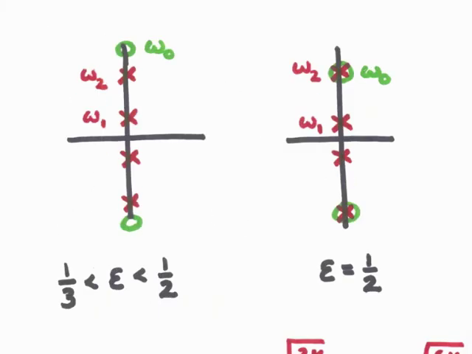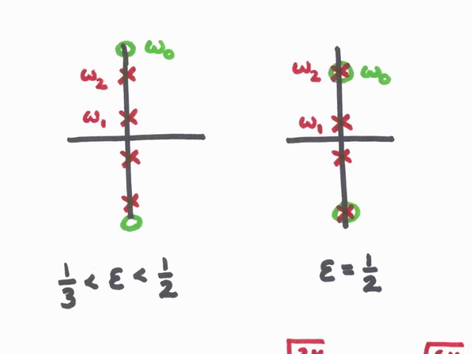For epsilon between 1/3 and 1/2, we have the arrangement of poles and zeros shown in the left figure. You'll notice the frequency of the poles is less than the frequency of the zero. For epsilon equals 1/2, we have the situation shown on the right in the figure. The frequency of the zero is the same as the frequency of the tilt mode, and so you see the zero drawn right on top of the tilt mode poles.